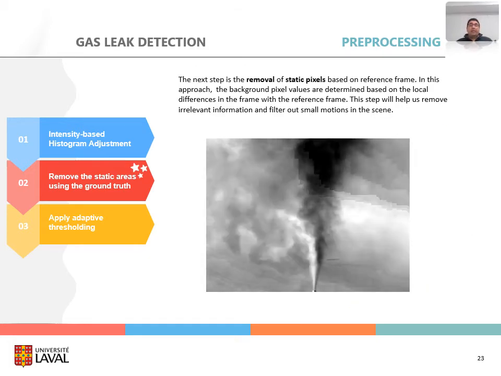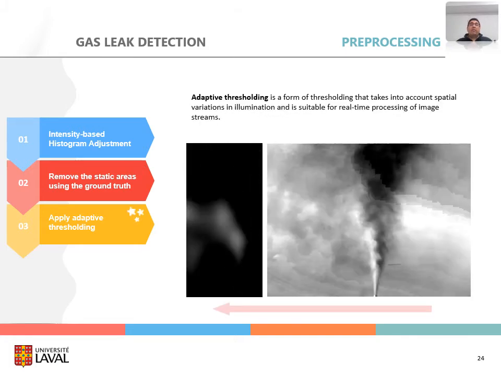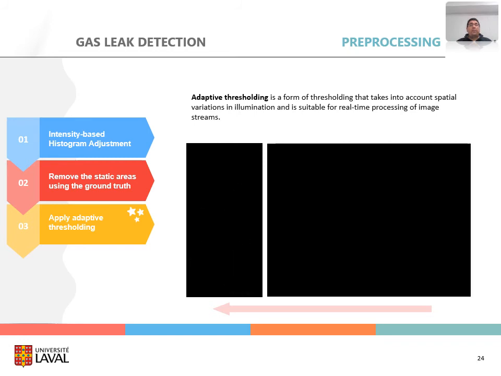Then the next step is the removal of static pixels based on the reference frame. In this approach, the background pixel values are determined based on the local differences in the frame with the reference frame. This step will help us remove irrelevant information and filter out small motions in the scene. Then we apply adaptive thresholding. Adaptive thresholding is a form of thresholding that takes into account spatial variation in illumination, and it's very suitable for real-time processing of image streams.